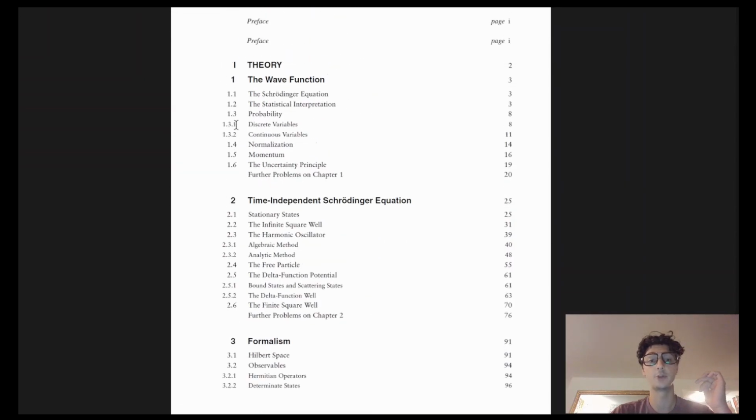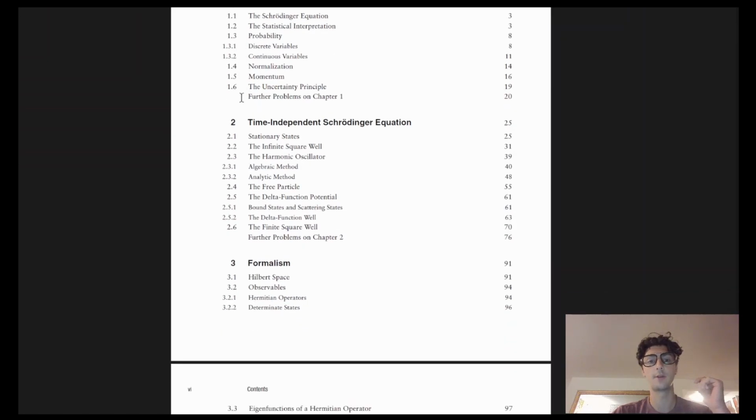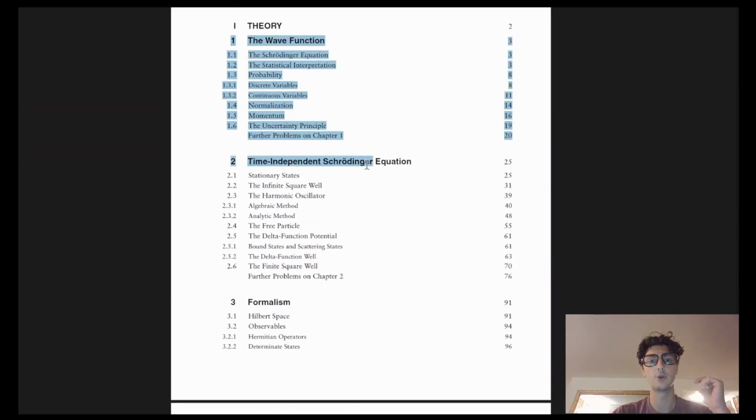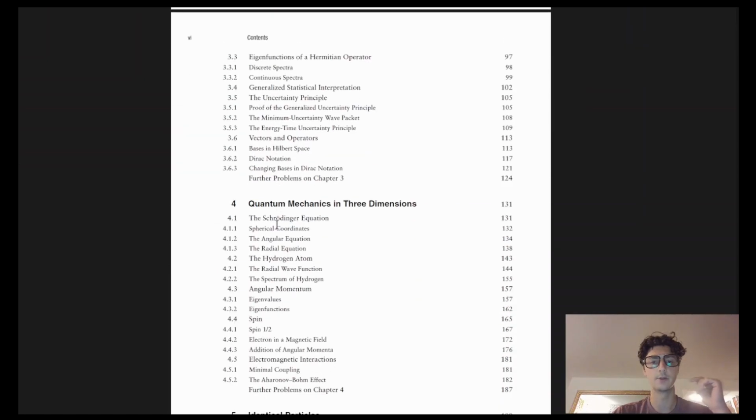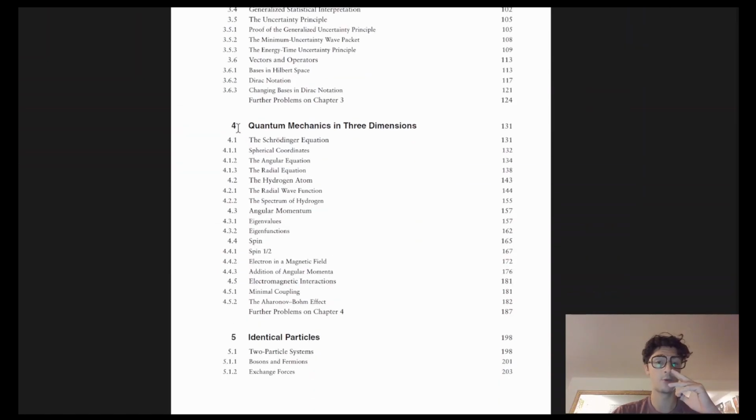Okay, first 3 chapters are hefty. And I remember when I first went through these 3 chapters, I had no idea what was going on here. And then chapter 3, formalism, kind of put everything together. It was very nice. Then chapter 4 is like your first real application of quantum mechanics. Quantum mechanics in 3 dimensions.